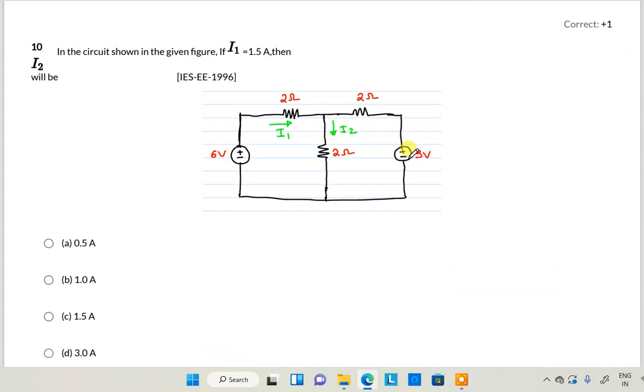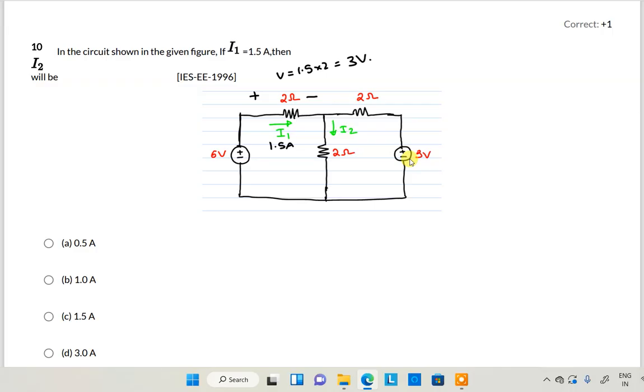Next, we are moving to question number 10. In the circuit shown in the figure, I1 is 1.5 amperes, I2 will be. It is given the I1 value. We need to find out I2. So it is simple, look at here. This is 6 volt. What is the I1 value given? 1.5 amperes. Whenever I1 is given as 1.5 amperes, you can find out the voltage, right? This is the direction of voltage. So V is equal to IR. What is I? 1.5. What is R? 2. That will be equivalent to 3 volt.